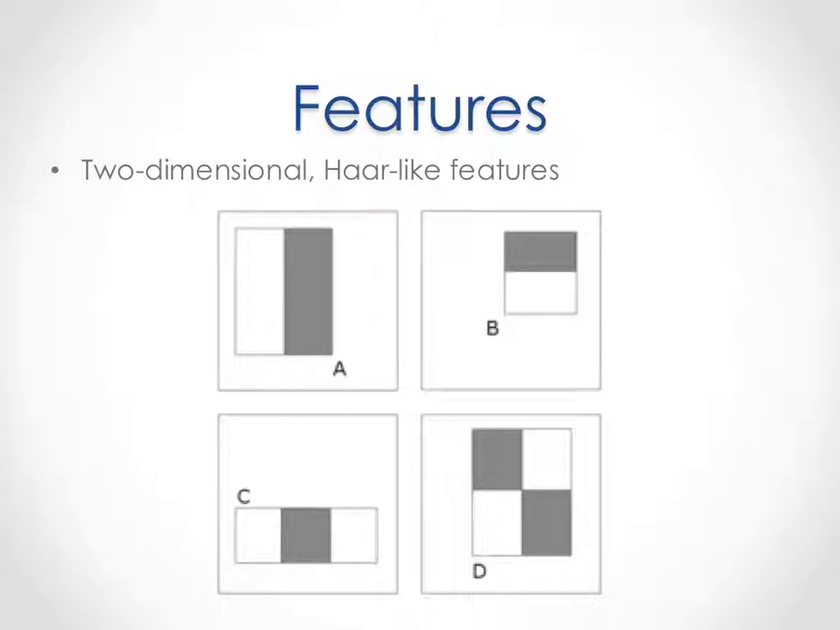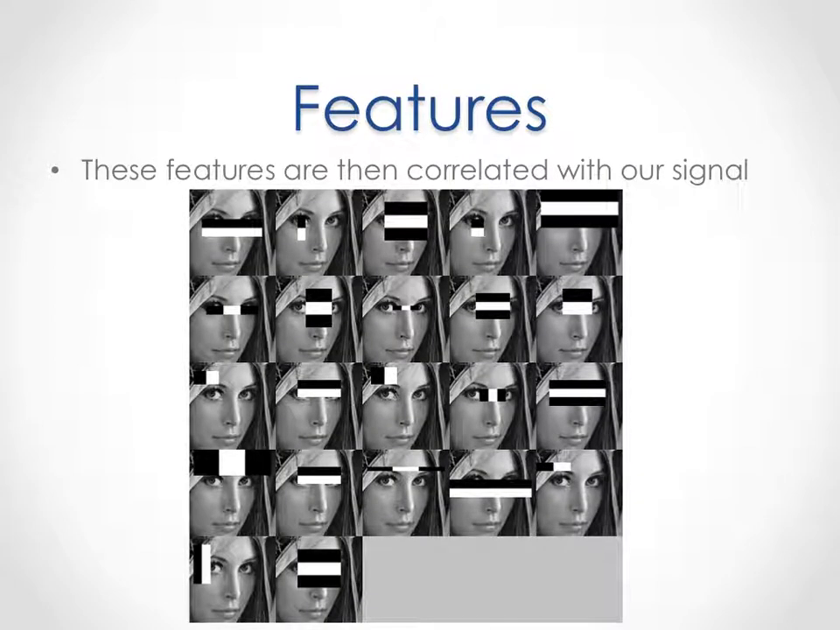So we might say, okay, we've got 4 of them, right? We've got this one that's black here and white here. We've got this one that's black here and white here. We've got this one that goes white, black, white. And we've got this one that's a little checkerboard. And what we're going to do with these features is correlate them with our signal.